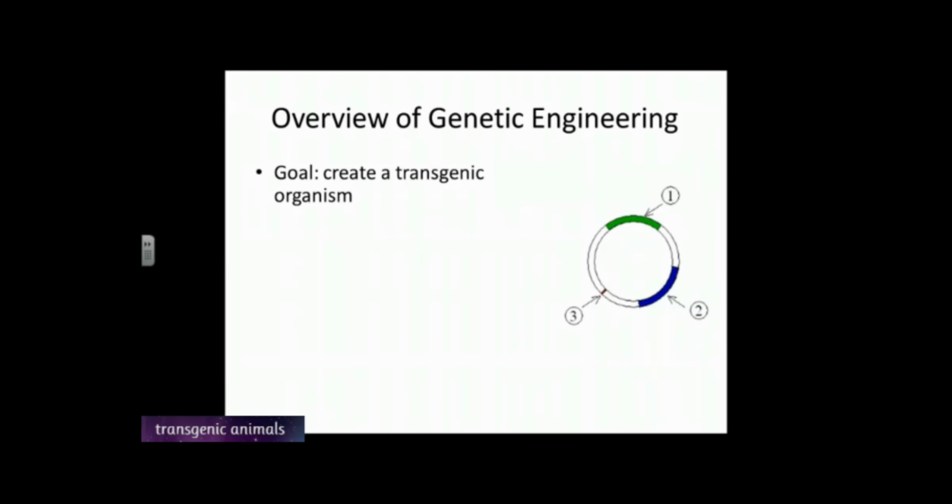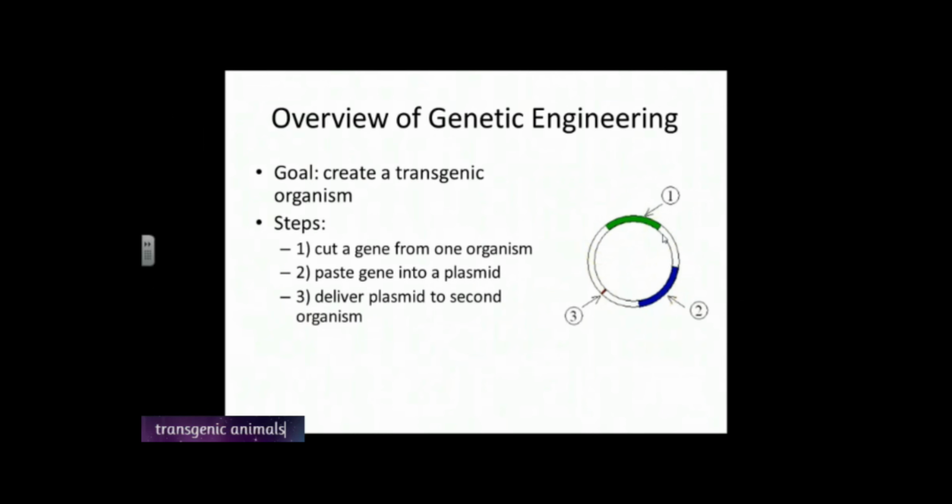The first one is that we are going to cut a gene from an organism that we are taking it from. So in the example, we are giving a human large hands. We would find an organism that has really large hands or wings and cut that gene out of that organism. Then we're going to paste it into a piece of DNA called a plasmid. Over here on the side, the circular piece of DNA is a plasmid, and it's got a couple of different important sections that are needed in order to paste. Then the last step is to deliver that plasmid into a second organism.